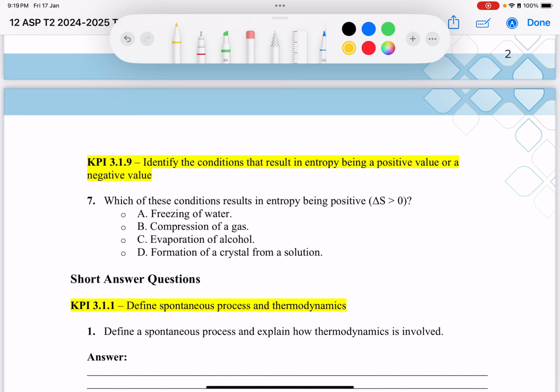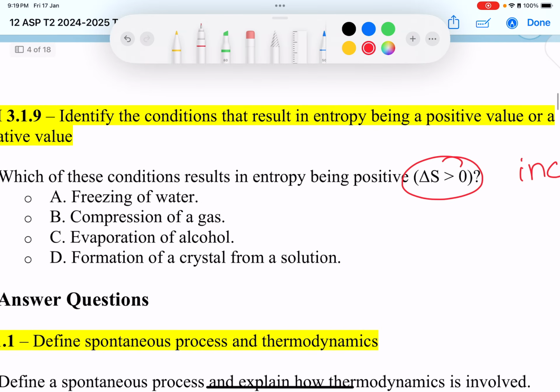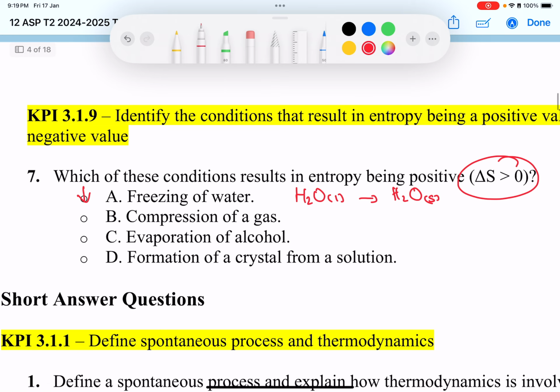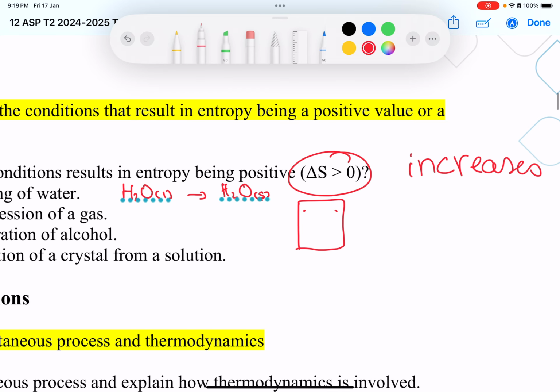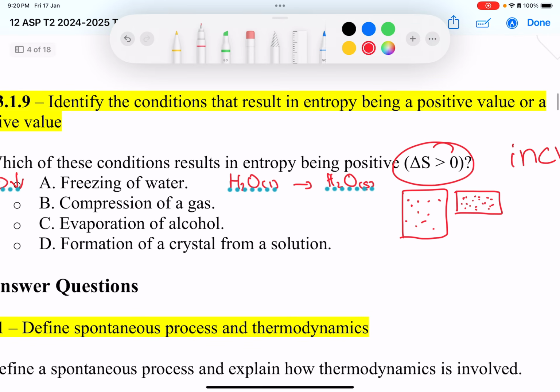Which of these conditions result in entropy being positive? Freezing of water, meaning going from liquid to solid, is a decrease, so delta S will be negative. Compression of a gas: imagine you have a gas in a container like this, the gas has more space to move. Now, if I make the container smaller, now I'm compressing it. The gas has less space to move and it's more ordered.